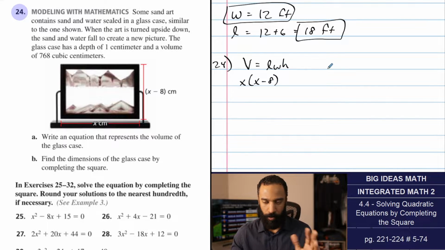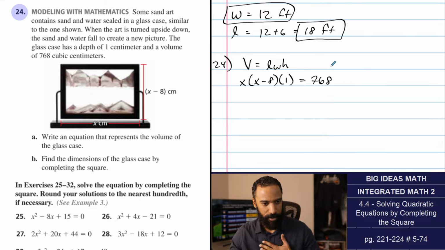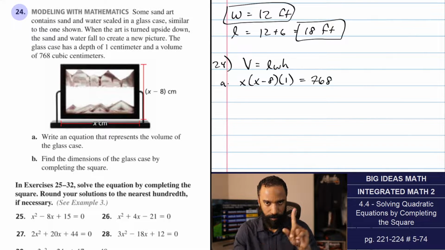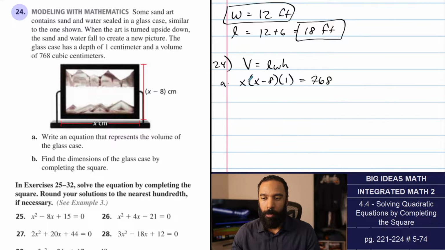This is length times width, and then that height is 1, which doesn't change anything, and this equals 768 for that thing. Let me pause this to not bother you. Okay, let's hope that works. Times 1 means it doesn't change, so let's just distribute. I think that's part A.